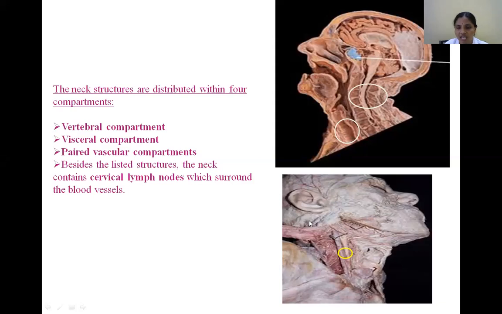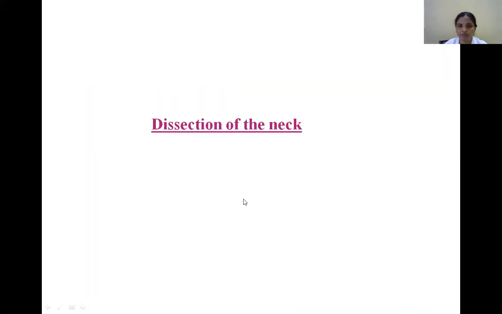So what are the bones? Above is the skull, in front is the hyoid bone, below are the clavicle and sternum. Among these bones, the muscles are arranged and surround all these structures of the neck, and finally it forms a cylindrical shaped structure covered by skin. Right? So this is the structure of the neck.